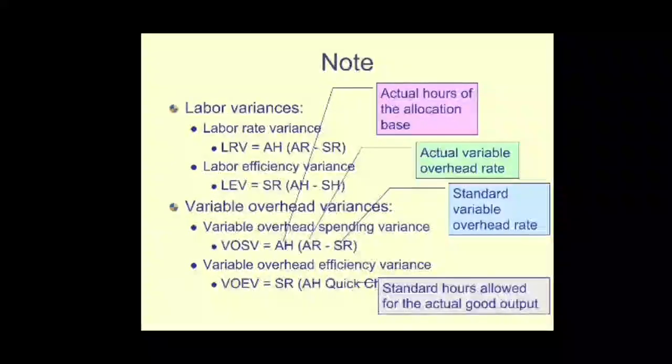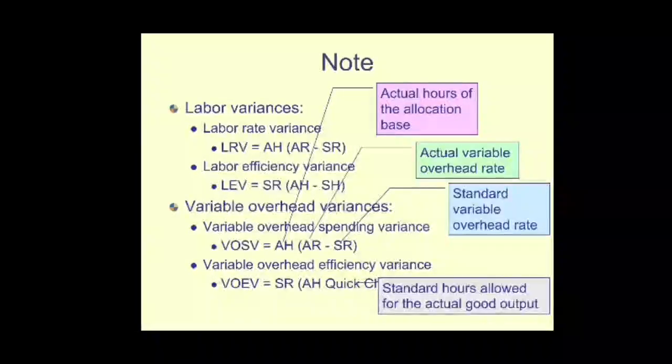The formula to calculate the variable overhead spending variance is actual hours times (actual rate minus standard rate). Actual rate for this variance is the actual variable overhead rate. Standard rate is the standard variable overhead rate. And the calculation for variable overhead efficiency variance is standard rate times (actual hours minus standard hours).